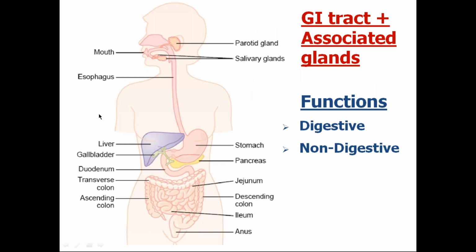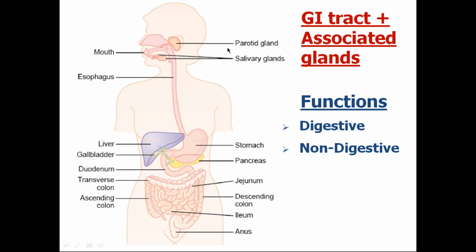So here you can see that this is showing you the gastrointestinal tract along with its associated glands. It starts from the mouth. From here, it continues as the food pipe or the esophagus. Within the mouth or oral cavity, there are salivary glands. The esophagus continues or ends into the stomach, which leads into the small intestine and the large intestine, and there are various parts of it which you are already familiar with.